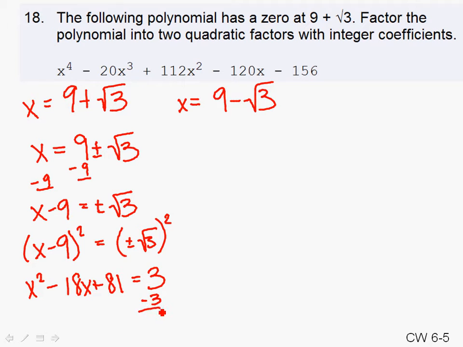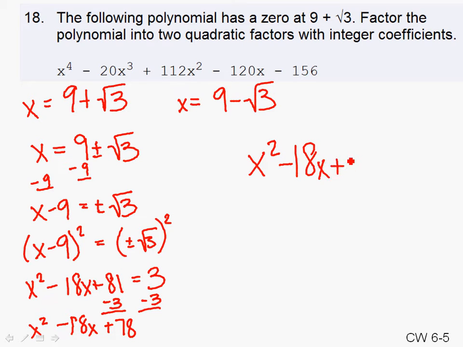We need it set to 0 for it to be a factor, so we subtract 3 from each side, giving us x squared minus 18x plus 78. So we know that one of our factors is x squared minus 18x plus 78. That's our first quadratic factor. Now we're going to use this factor and divide it into the original polynomial to find the other factor.